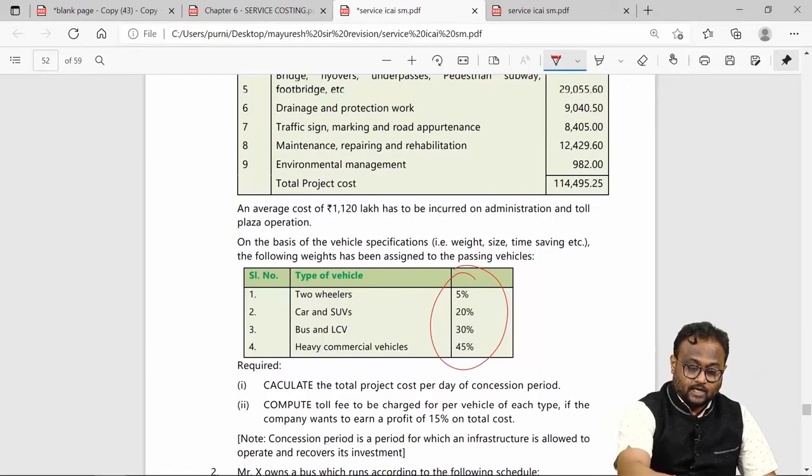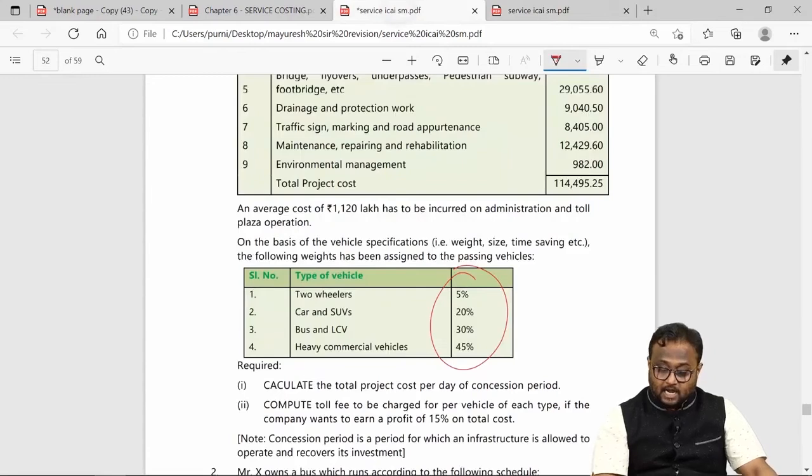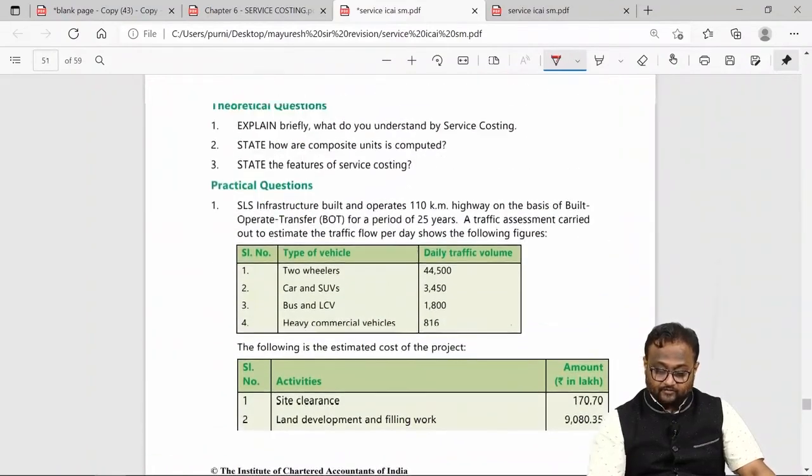So 12,67,000 plus 15%, 14,57,050 I need to collect every day. I have different vehicles having different weights: 5, 20, 30, 45. See what I'm doing.